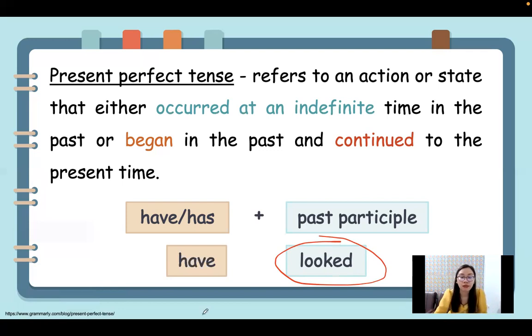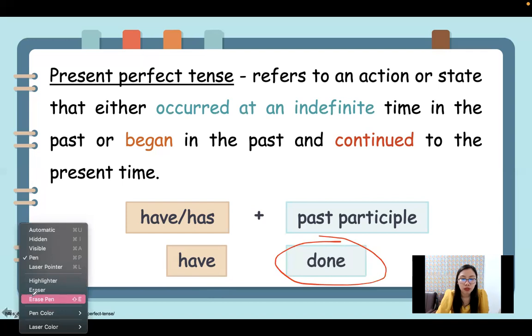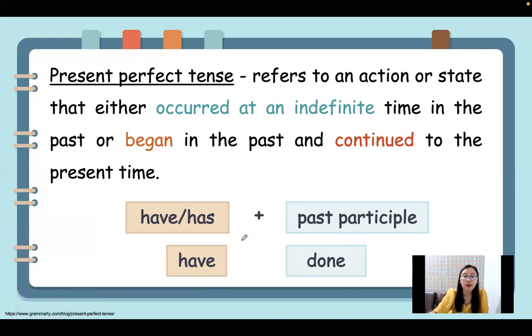Now we also have irregular verbs. Shimai, irregular verbs are the verbs that completely change. We have, for example, has done. The base form is do, Shimai. The past simple is did, and the past participle is this one, done.